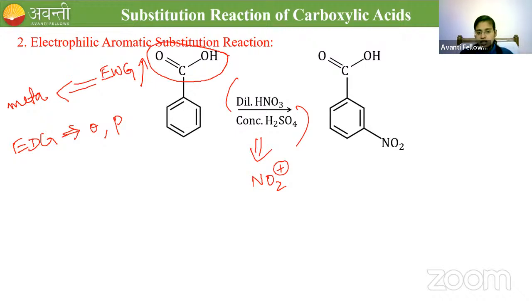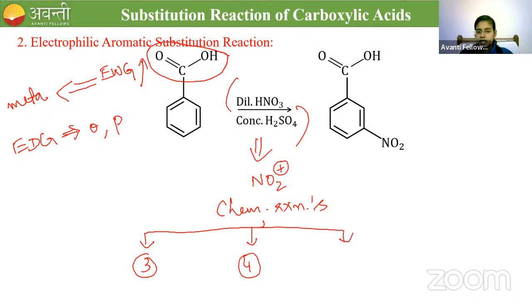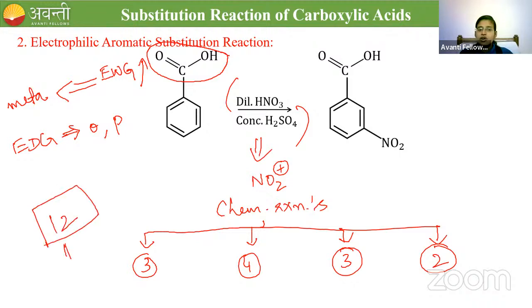There were 4 categories. In the first category, I discussed 3 reactions. In the second category, 4 reactions. In the third category, we discussed 3 reactions. In the fourth category, we studied 2 reactions. Okay. So there are 11 reactions. 11 or how much? 4, 5, 6, 7. Yeah, 12. There are totally 12 chemical reactions which you have to study for carboxylic acids. All the 12 reactions are very, very important. Clear? I hope all the reactions that I have discussed are clear to all of you.